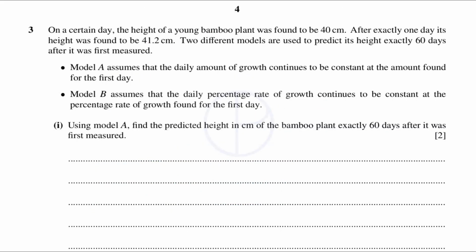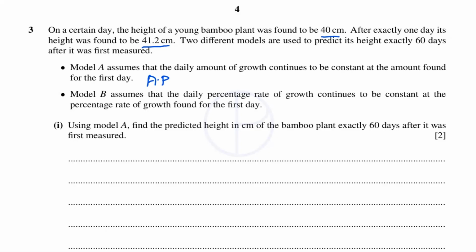The next question is, on a certain day the height of a young bamboo plant was found to be 40 centimeter. After exactly one day its height was found to be 41.2 centimeter. Two different models are used to predict its height exactly 60 days after it was first measured. Model A assumes that the daily amount of growth continued to be constant. So this is an arithmetic progression at the amount found for the first day.